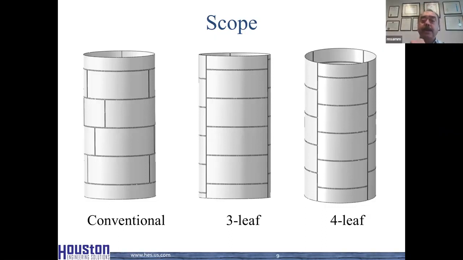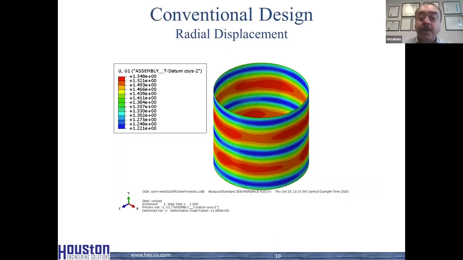And what we do with this analysis is we pressure them all the way up until the plasticity is developed, and then we remove the pressure and we see the resulting displacement in each one of them. So this is the conventional design. I took the two shell courses in the middle, and what you're looking at here is the radial displacement in the middle of that drum. Red represents the maximum radial displacement, and dark blue represents the least radial displacement.